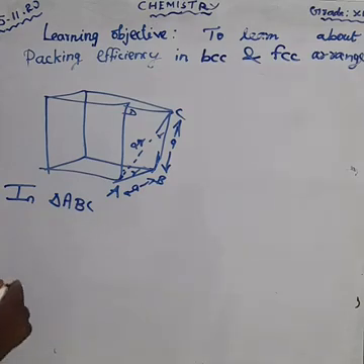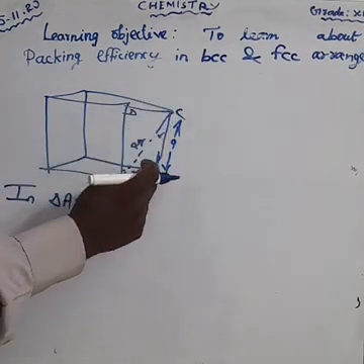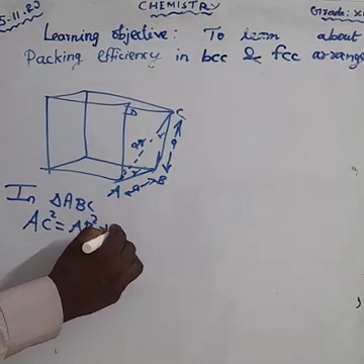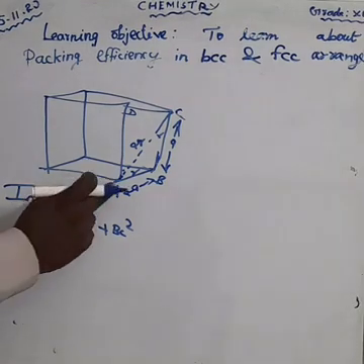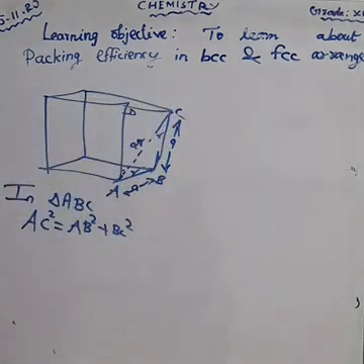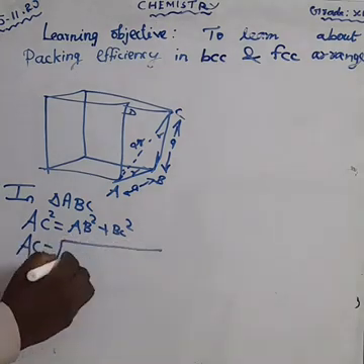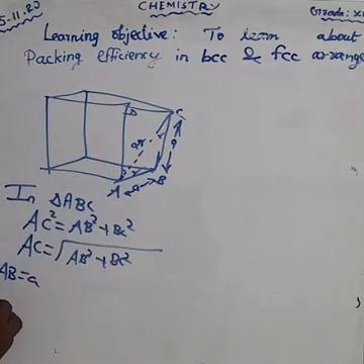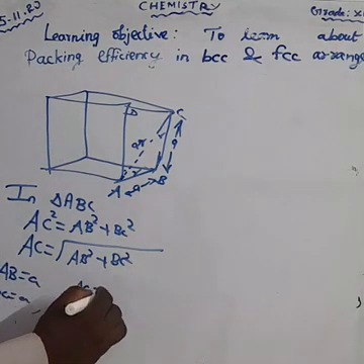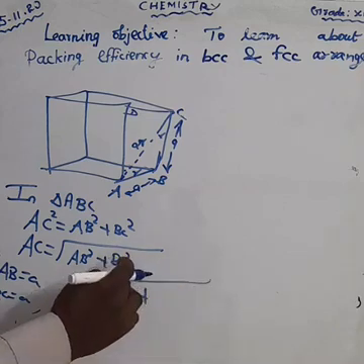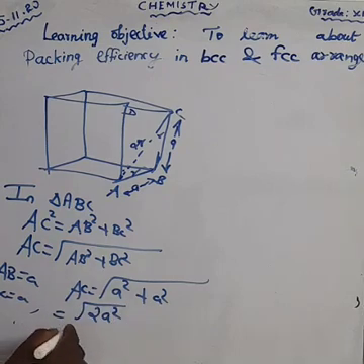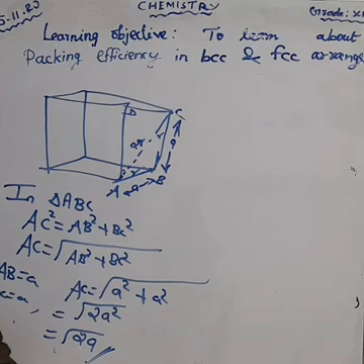In triangle ABC, okay. AC square is equal to AB square plus BC square. This is the formula. What's the formula? AC square is equal to AB square plus BC square. We can write as AC is equal to root of AB square plus BC square. Okay. What is about the AB value? AB is equal to A and BC is also A. So what's the answer? AC is equal to A square plus A square, that is root of 2A square. This can be written as root of 2A. What's the answer? AC is equal to root of 2A.